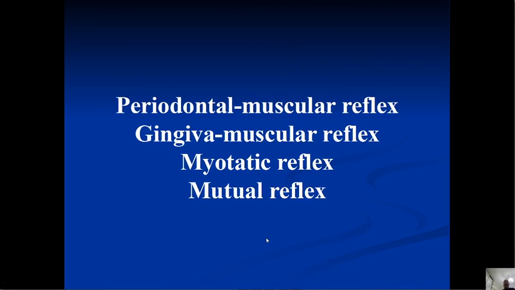So, in the maxillofacial region, you have four main reflexes. First, this is the periodontal muscular reflex. The second one is the gingival muscular reflex. The next one, the myotatic reflex, connected with the height of the lower third of the face, and the motor reflex.